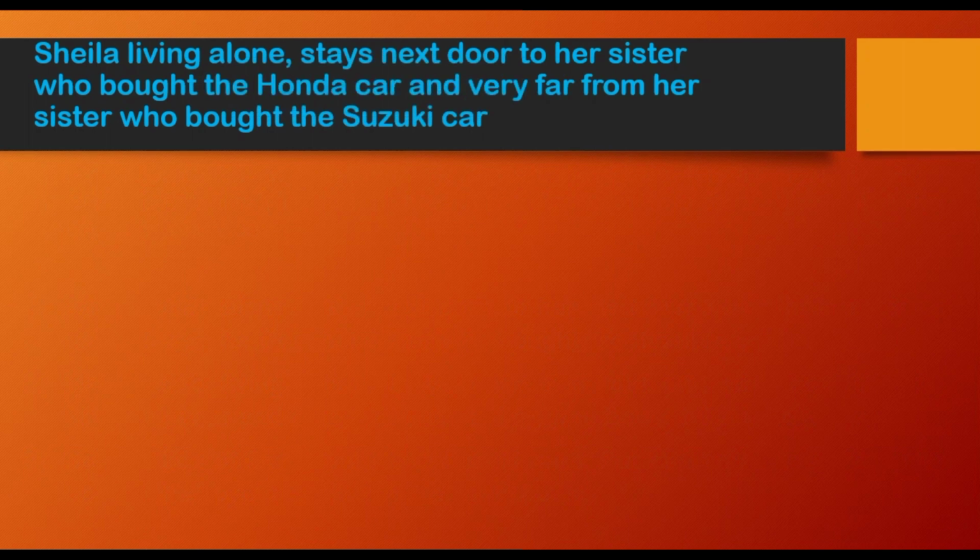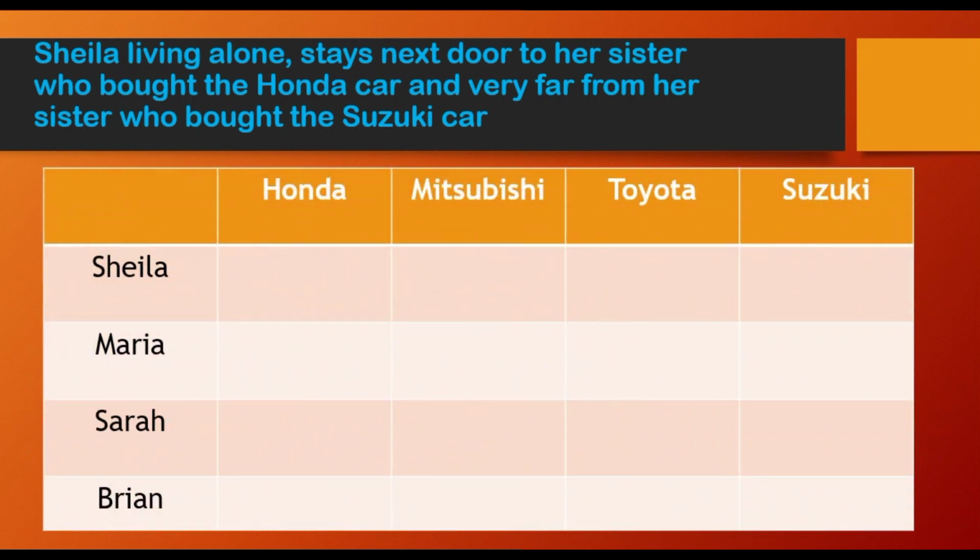So starting from clue number 1, Sheila, living alone, stays next door to her sister who bought the Honda car and very far from her sister who bought the Suzuki car. So para mas dali na to siya ma-solve, ibutang na to siya sa table para ma-input na to tanan ang data. So here in the top part, naa diri ang atong mga cars: Honda, Mitsubishi, Toyota, and Suzuki. And then on the left part, naa diri ang mga names mga mag-igsuon: Sheila, Maria, Sarah, and Brian.